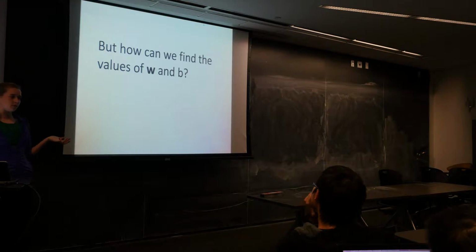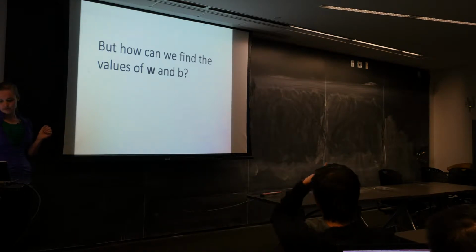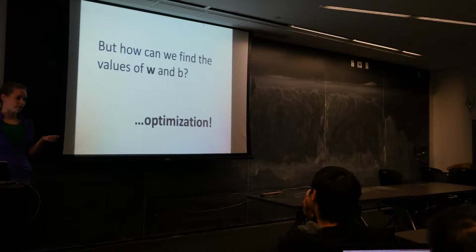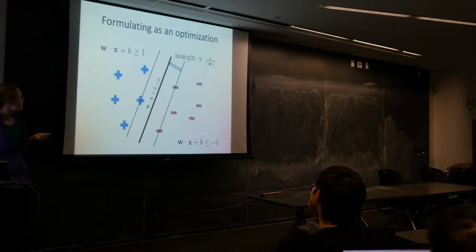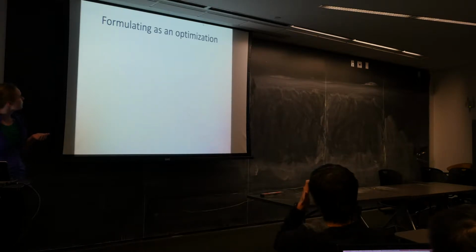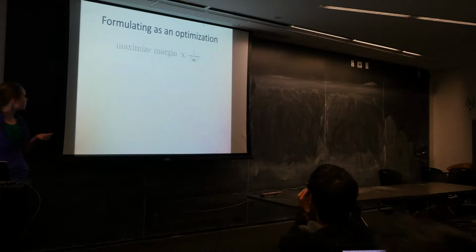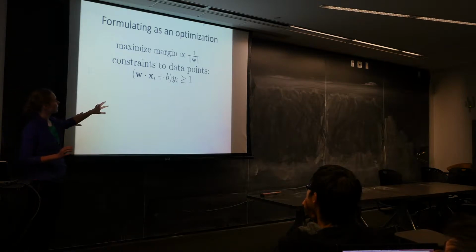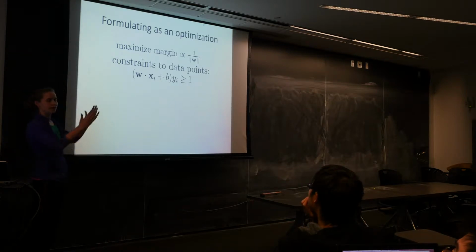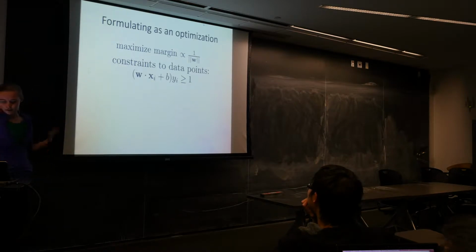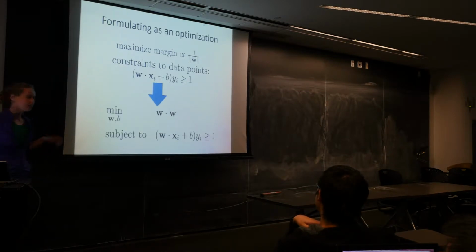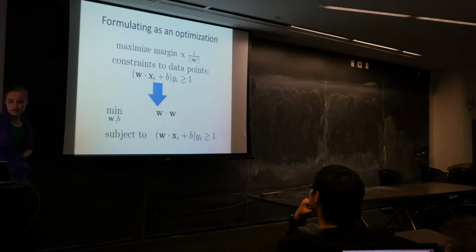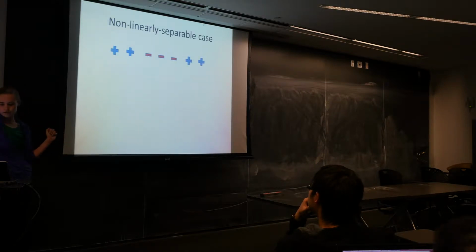But what we want to do from our training set is to find the values for W and B, and we do this by optimizing. The particular form of the optimization is that we want to maximize the margin, which is equivalent to minimizing the norm of W, subject to constraints that everything is not only correctly classified, but outside of the margin as well. So that's the equivalence. As Barnabas talked about, it's a convex optimization problem, a quadratic program, easy to solve.